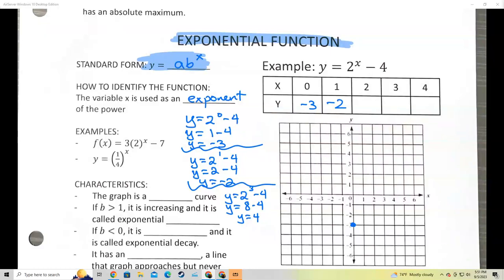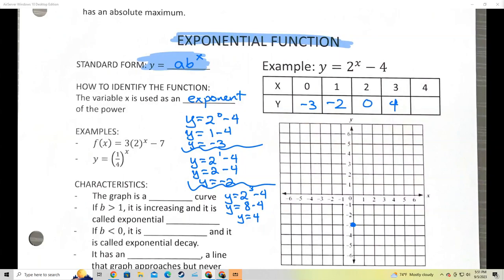Okay, let me just recap that again. 2 to the third means 2 times 2 times 2. That's 3 2s. The first 2 2s, 2 times 2 is 4, and then times another 2 gives me 8. Okay, so that's where that 8 is coming from. So that means when I plugged in the 3, the answer I got is 4. Sorry. And then let me go ahead and give you those other numbers.